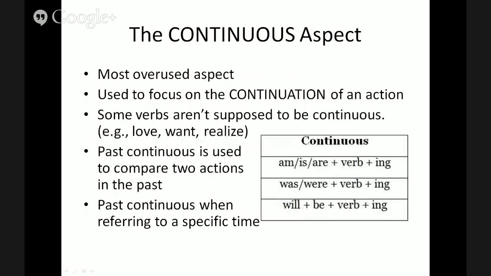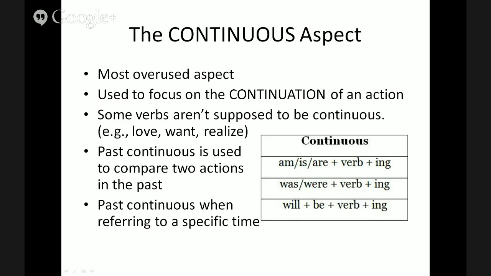I've also heard this called progressive aspect, and it is essentially the exact same thing. They're used the same. I'm choosing continuous because that's what I feel like at the moment. Now, this is important because it is the most overused aspect. I am going to blame this on McDonald's. You know their slogan is, I'm loving it. That is actually a verb that's not supposed to be in the continuous aspect.